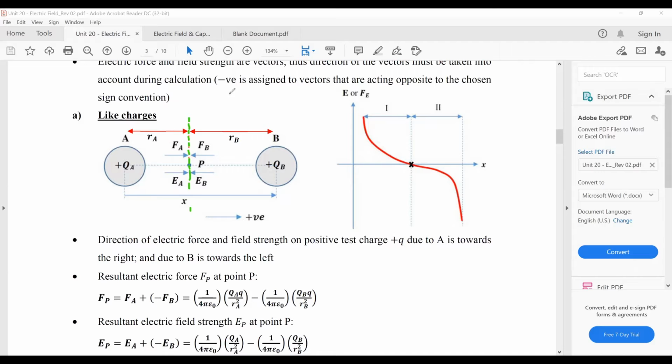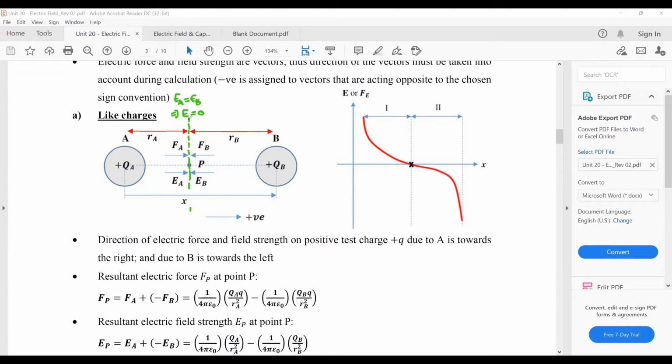If I talk about field strength alone, I would know that there will be one particular point where EA is equal and opposite to EB. Meaning to say EA equals EB. So my resulting electric field strength is 0. Okay. But then if say this one is the point where EA is equal to EB, where my field strength is equal to 0, what if I go a bit more towards the right of this point or a bit more towards the left of this point?